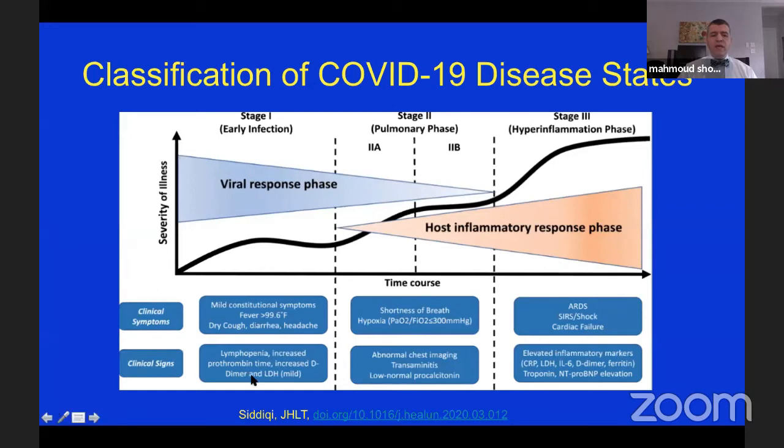The lymphopenia and the increased D-dimer can be early, but something as serious as the ARDS and the shock with SARS and cardiac failure, we have the cytokine storm, and those are the patients who will have the increased levels of IL-6. The D-dimer is high. We have the troponin elevation.